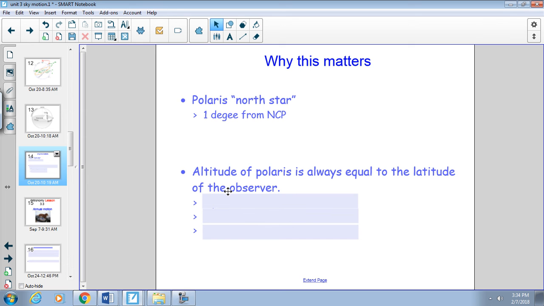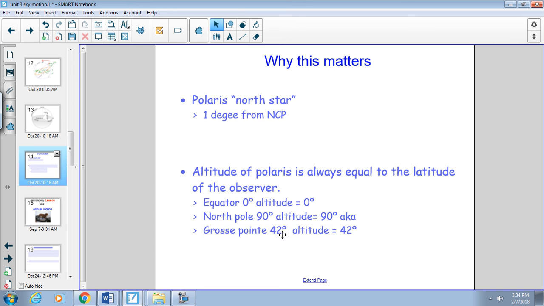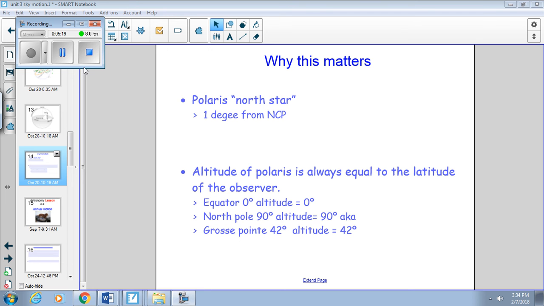So we take someplace like the equator. Your latitude is 0 degrees because you're on the equator. The North Star would be at the 0 degree line, so right at the horizon. If you were somewhere like the North Pole at 90 degrees, then the North Star would be directly overhead at your zenith at 90 degrees. And if you were somewhere like Grosse Pointe, your latitude is around 42 degrees, and that North Star is going to be at around 42 degrees in the sky. Fun things. All right, so we'll close up there, and I will continue the next lesson later.